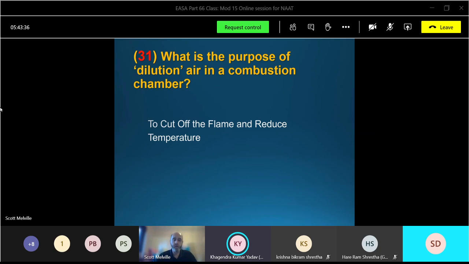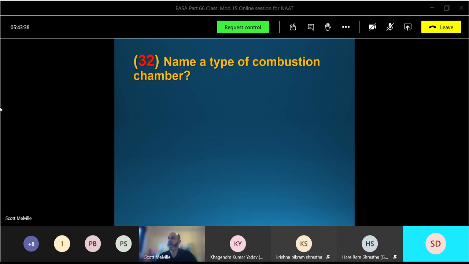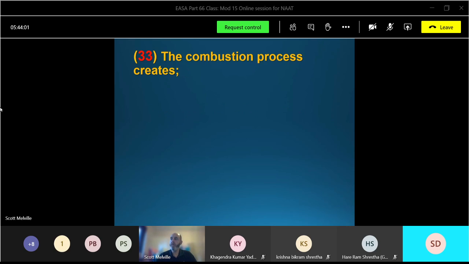Name a type of combustion chamber. You've got four to choose from. Multiple chamber, annular, and reverse. Yeah, good. Pretty much there. Annular, multi-can, can-annular, or reverse flow. So multi-can, multi-chamber, and that sort of thing. Good. The combustion process creates what?